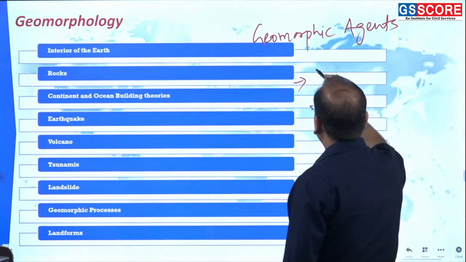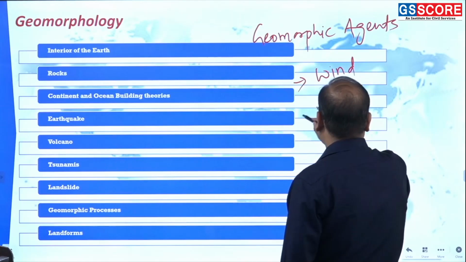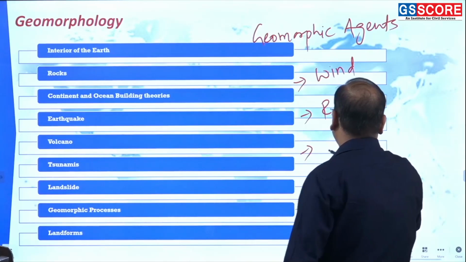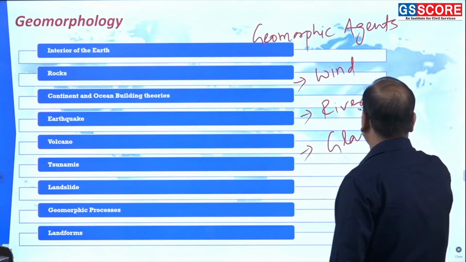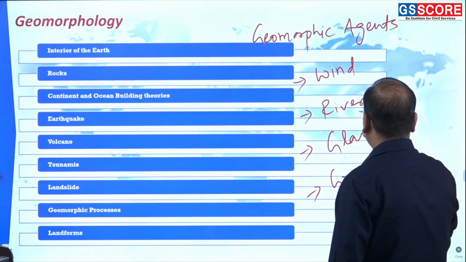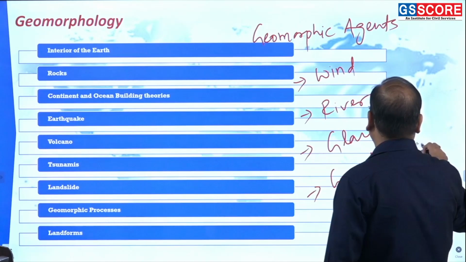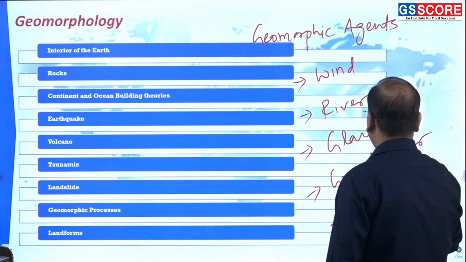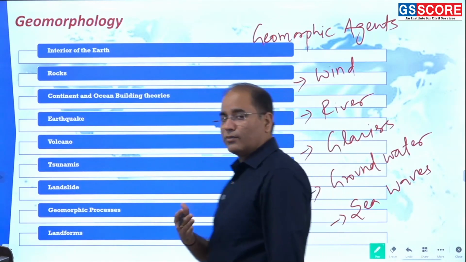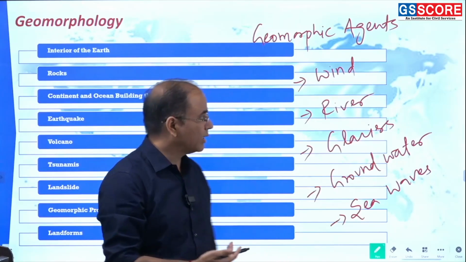The geomorphic agents like wind, a river, glaciers, groundwater, sea waves. So these are the different geomorphic agents that you are supposed to study.